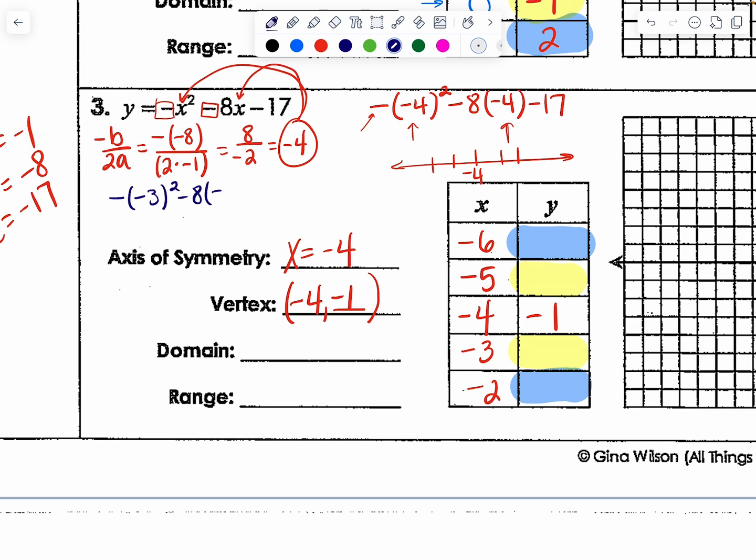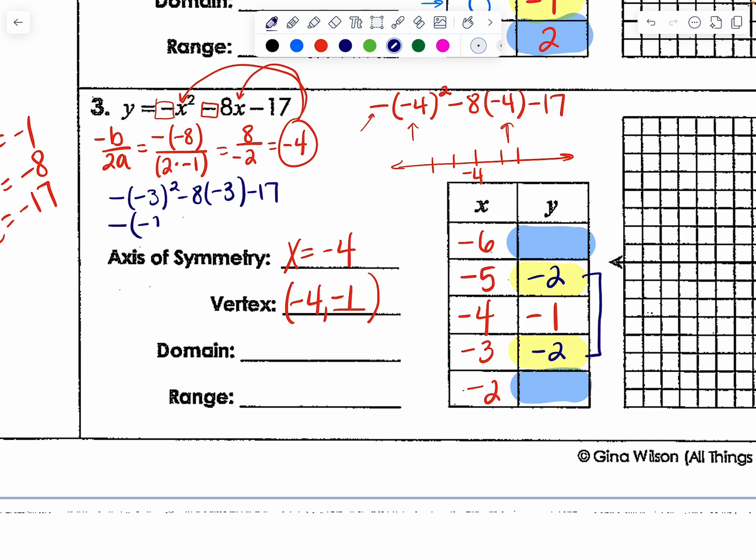All right, so when we're plugging this in, I have -3 squared minus 8 times -3 and minus 17. Take a second, and if you need to pause the video, go ahead and put that into your calculator exactly how I have it written and see what you get. Hopefully you got -2. And since that one's -2, we also know that one is going to be -2 because these are going to match. Now I'm going to plug in -2 into the equation.